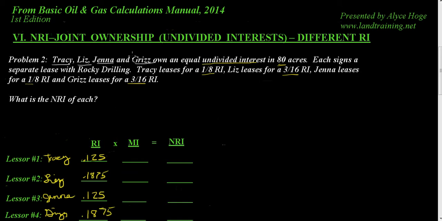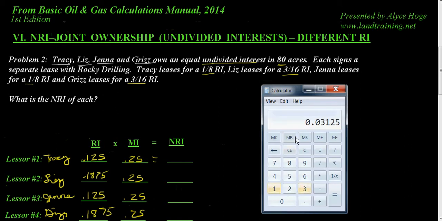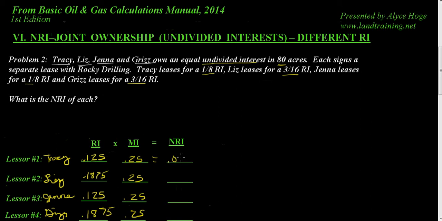So what then is their mineral interest is there's 4 of them, and they own an equal undivided interest. So their interest is going to be 25% each. So we can do this the long way. And this kind of works because 2 of them have the exact same interest, so I'm only going to have to do this twice. So we've got Tracy with a 1/8 or 0.125 interest times a 0.25 mineral interest, meaning he only owns 25%, and his interest is going to be the 0.03125.